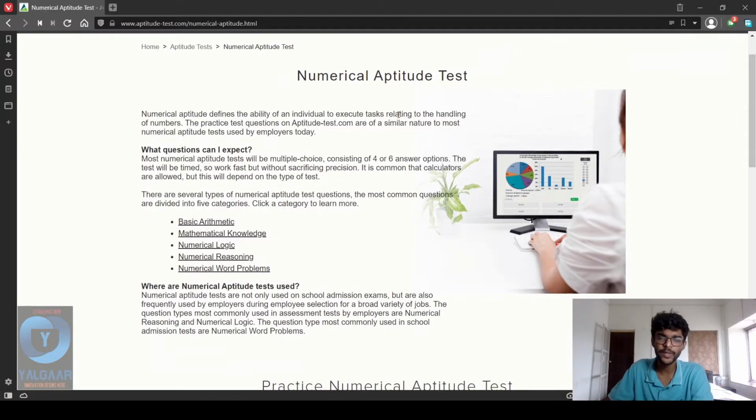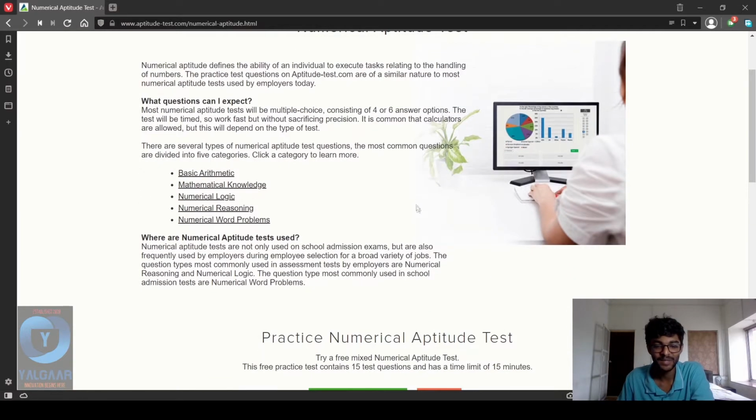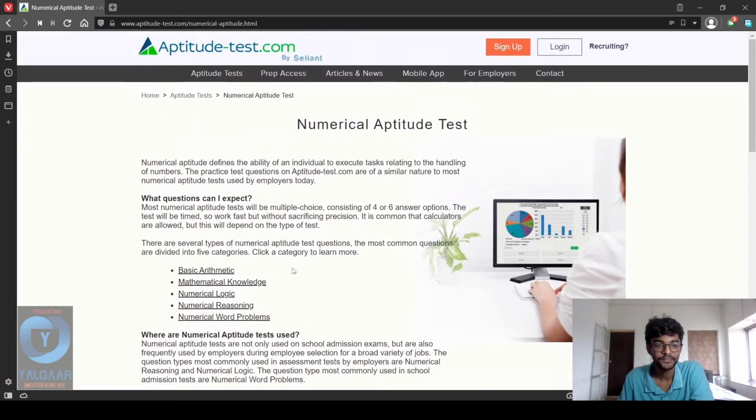Now, numerical aptitude. It defines the ability of an individual to execute tasks relating to handling of numbers. Examples, I will be putting a few PDFs in the Google Classroom forum and also on the WhatsApp group, because many people do not even visit the Google Classroom forum. So I'll be putting those PDFs over there. But basically, this is what is asked usually: basic arithmetic, mathematical knowledge, numerical reasoning, and numerical word problems.